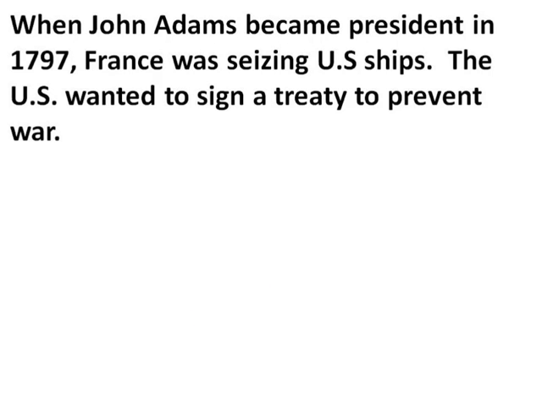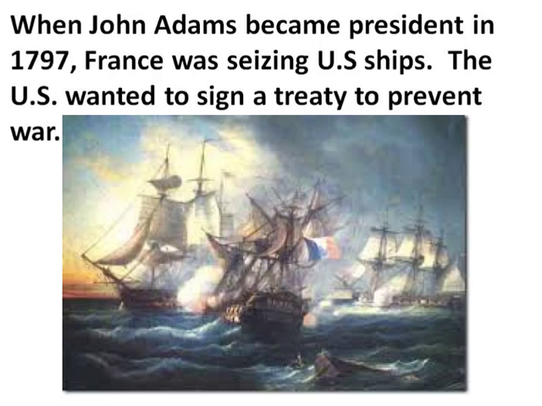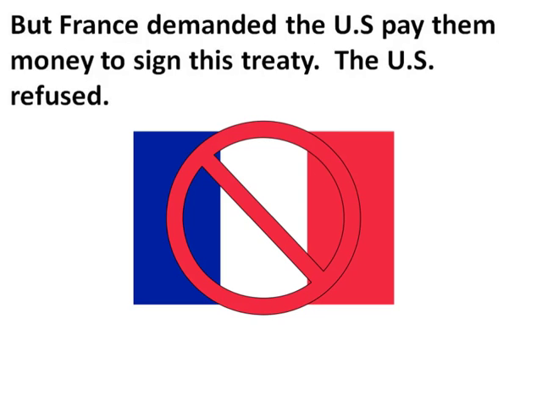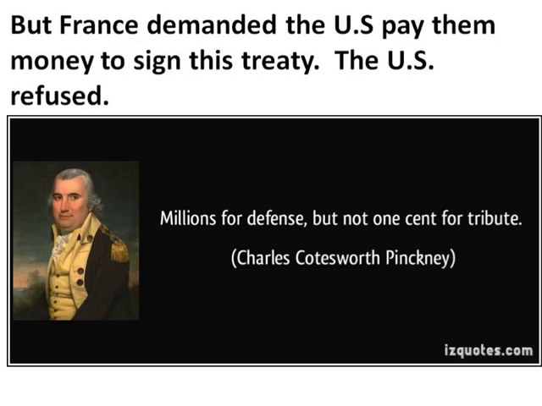When John Adams became president in 1797, France was seizing United States ships. The United States wanted to sign a treaty to prevent war. But France demanded that the United States pay them money to sign this treaty. The United States refused. Their philosophy: millions for defense, but not one cent for tribute. This meant that the United States would pay to build up its defenses, but not pay to sign a treaty with France.